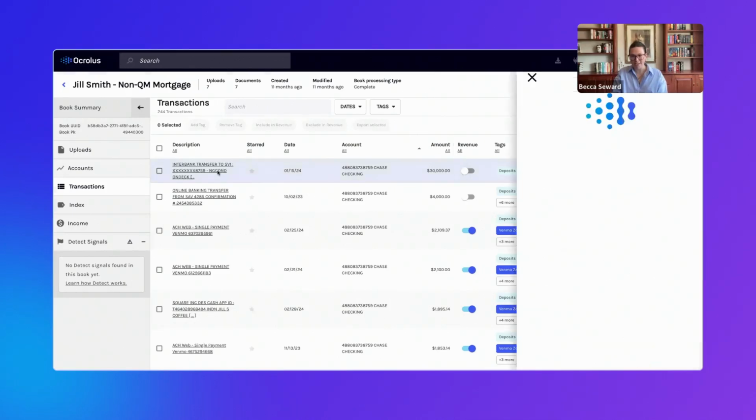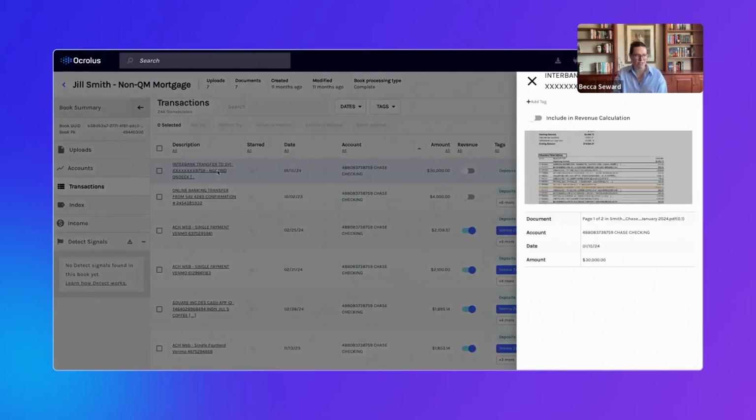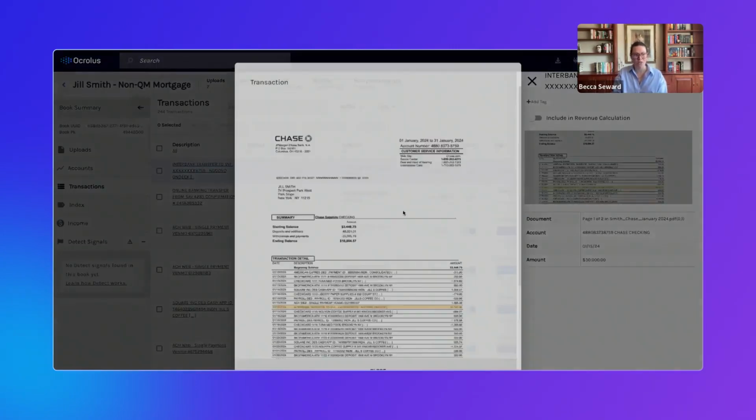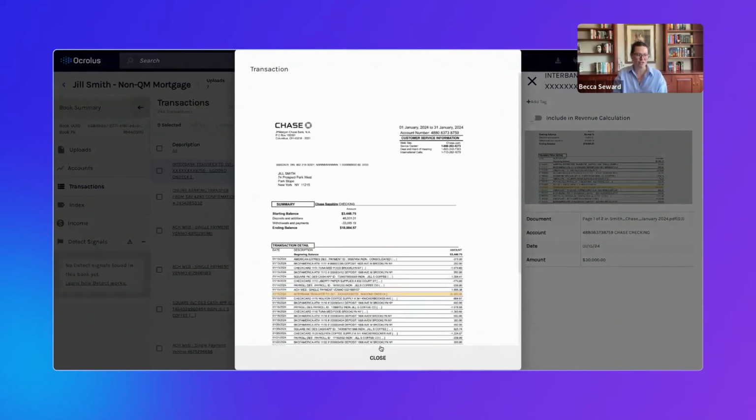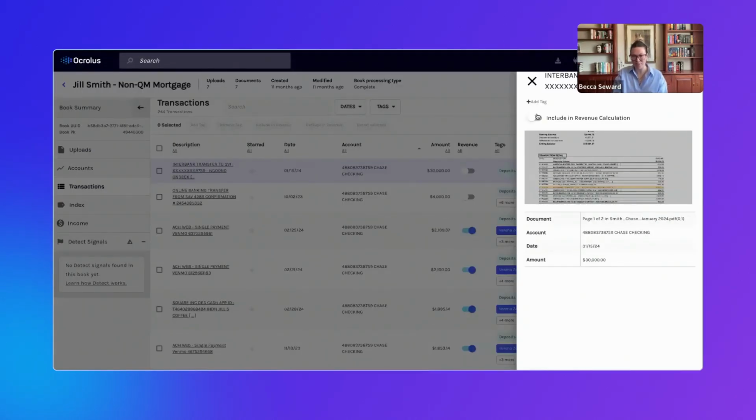If you want to inspect any of the transactions, you can simply click on it and you can see, just like our analyze feature, where within the document that particular transaction was extracted. And again, choose to include or exclude it in revenue.